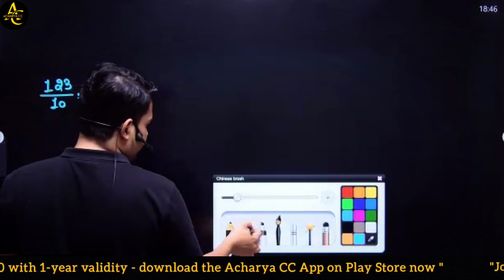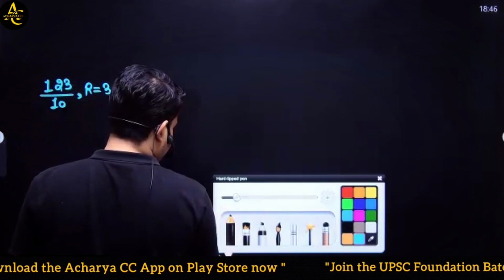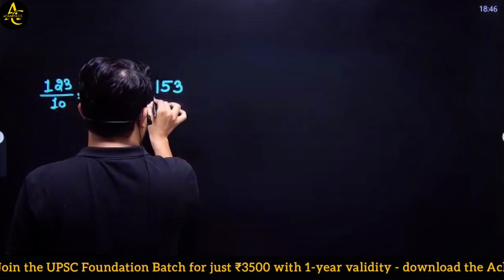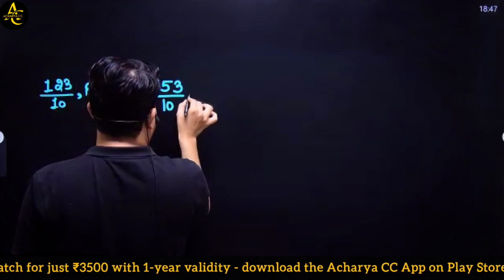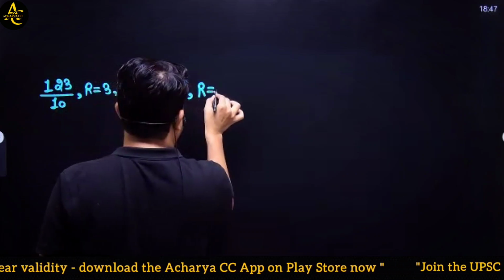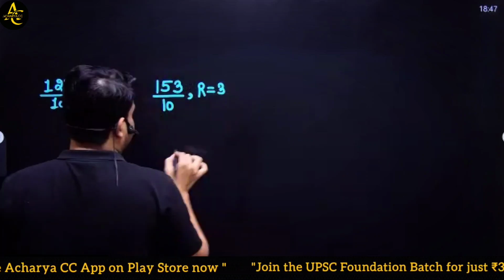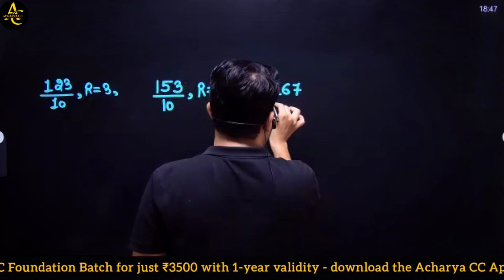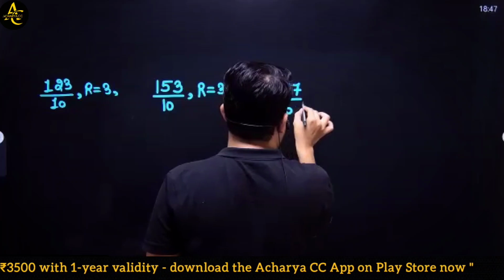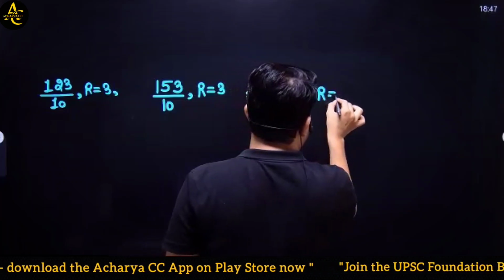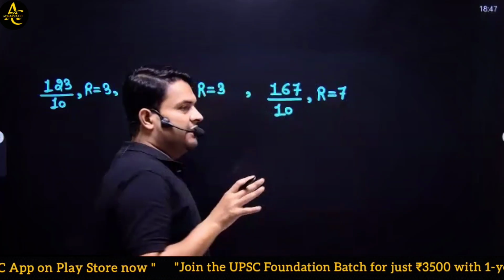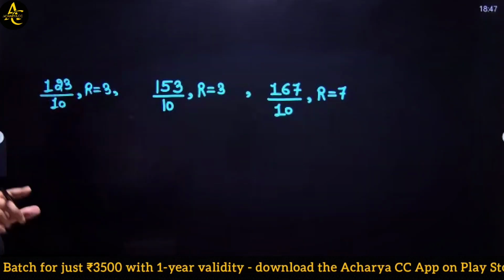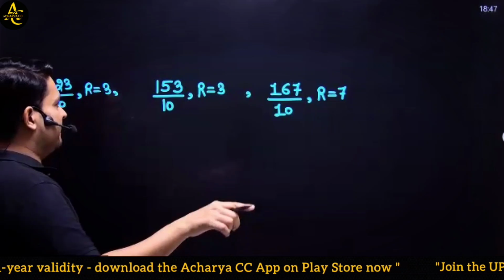Very good. If I take 153 and divide it by 10, the remainder will be 3 here. If I write 167 divided by 10, the remainder will be 7 here. It means the unit digit of a number will be the remainder of that number if it is divided by 10.